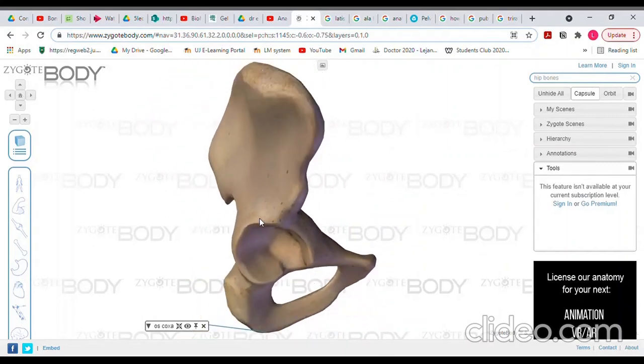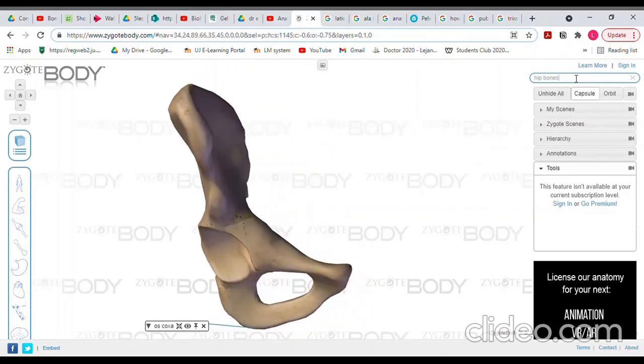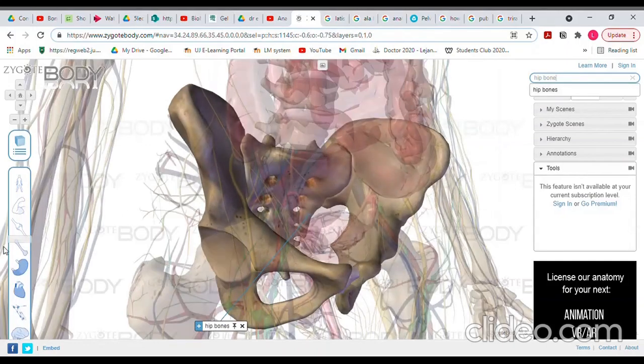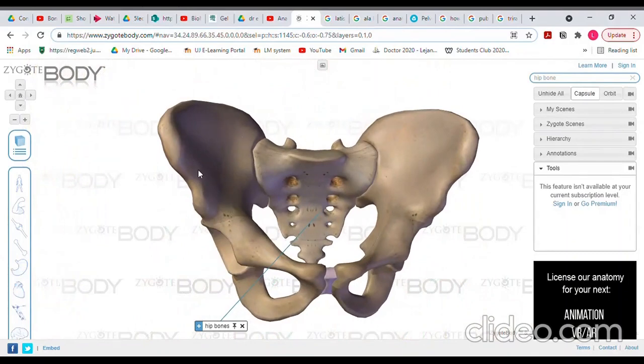What is this structure? This structure is the acetabulum. The acetabulum is right here, and we will talk about it shortly. One thing I forgot to mention, let's go back: if we look at the bony pelvis right here, we see that the hip bone articulates with three different bones. What are they? First, we have articulation with the sacrum right here, at this point. This joint is called the sacroiliac joint.